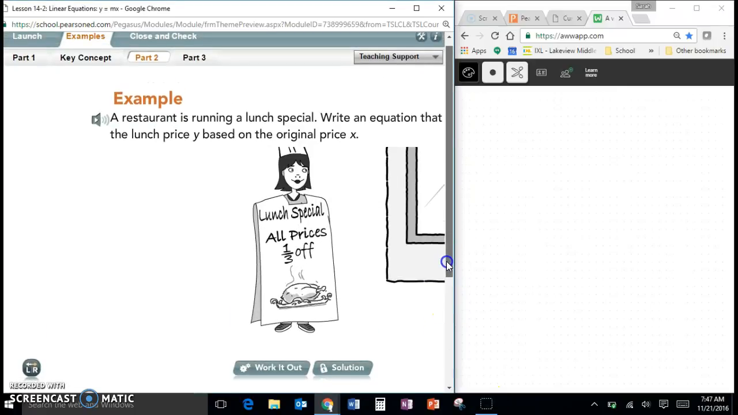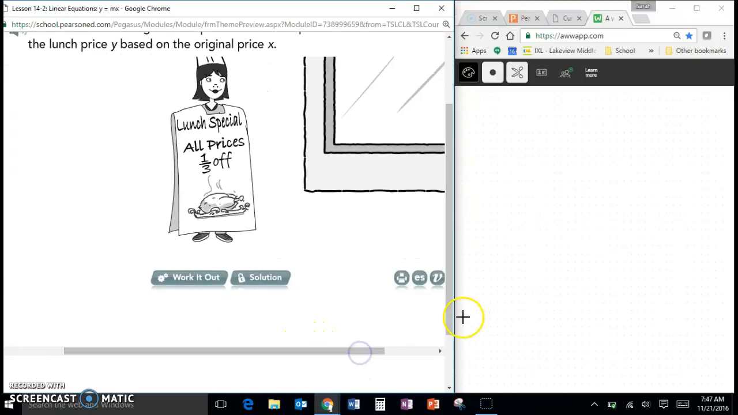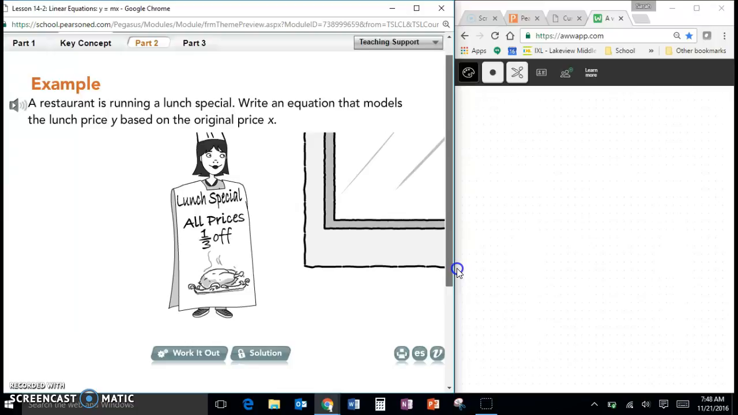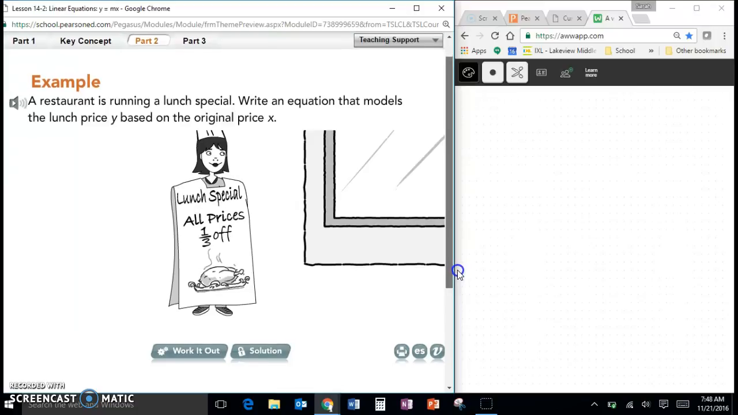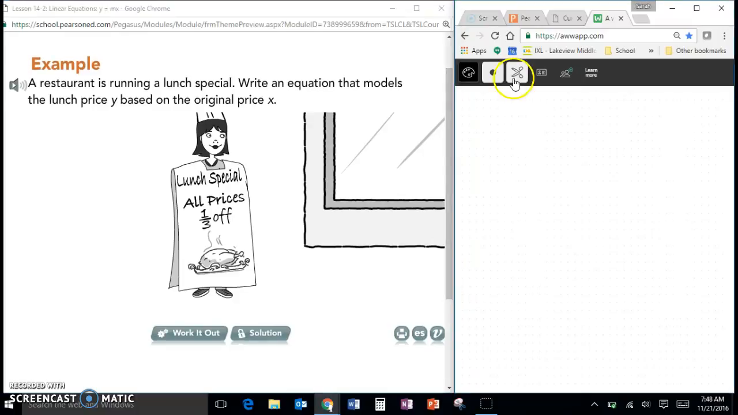So for this problem here, a restaurant is running a lunch special. Write an equation that models the lunch price y based on the original price x. So lunch special, all prices are 1/3 off. So if we start writing our equation over here, y equals, okay, so if something's 1/3 off, you would be paying 2/3. So 2/3 x.